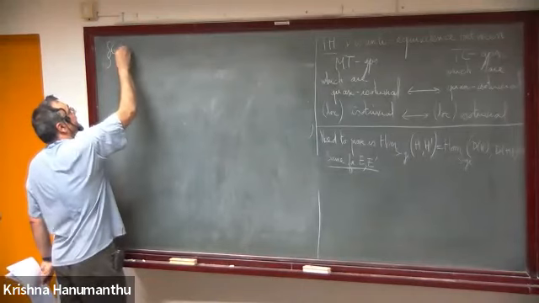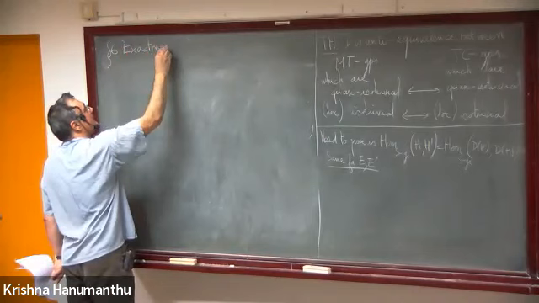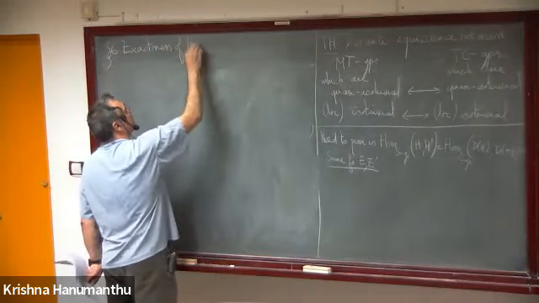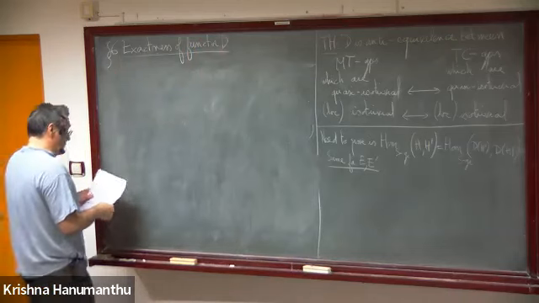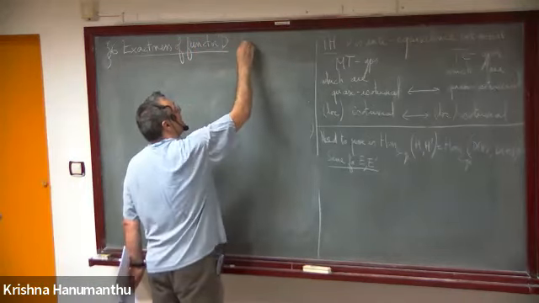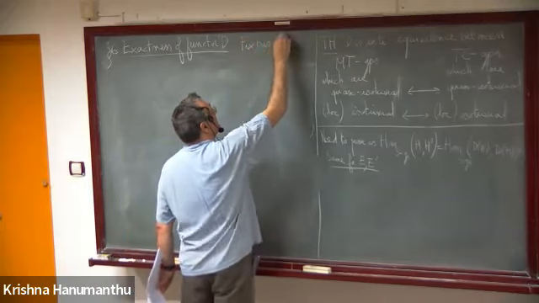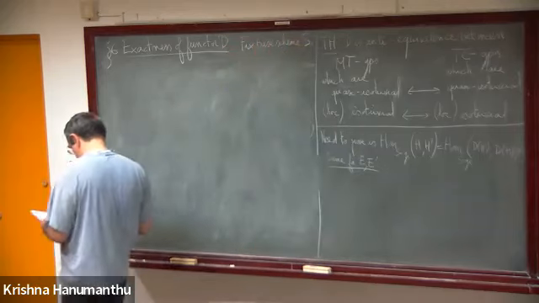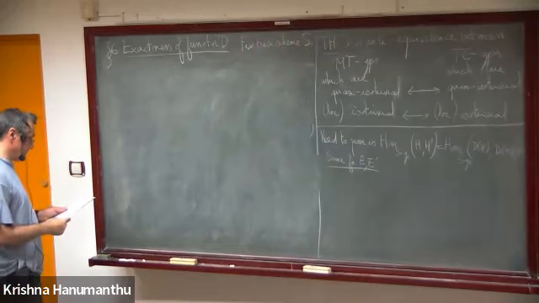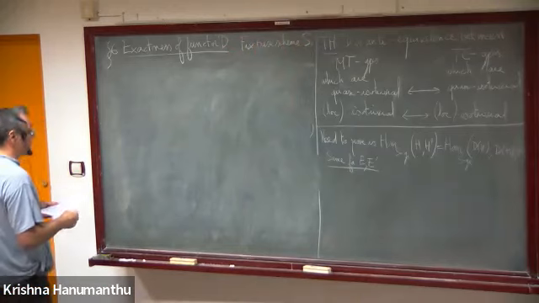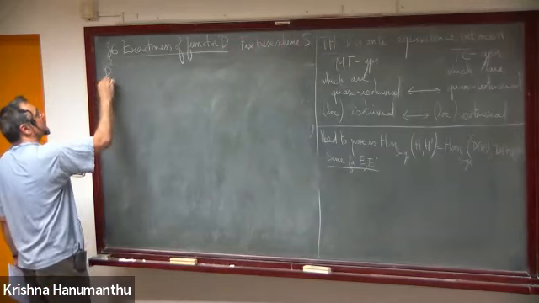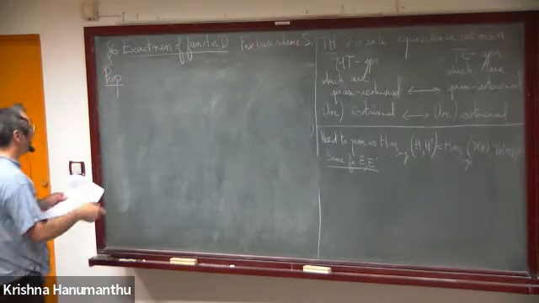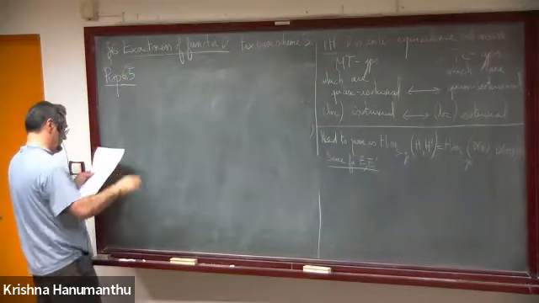So in section six, I want to consider the exactness of the functor D. So we fix a base scheme S. Let me write first the proposition, and then I comment later. This is in the notes, proposition 6.5.